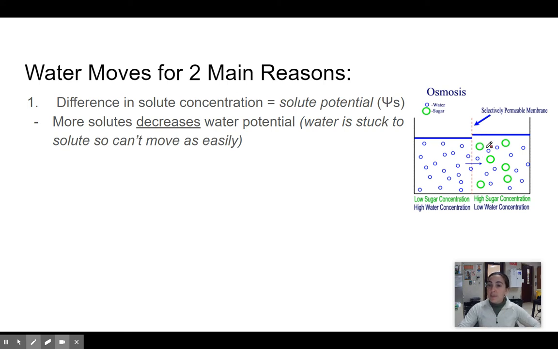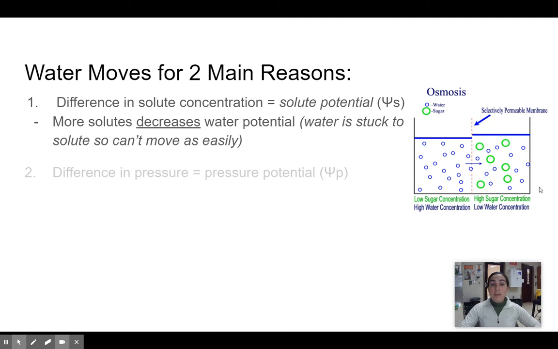So if you look at this diagram over here, the larger circles represent sugar molecules. And when you add more sugar into a solution, some of the water molecules, so my pen is red, but you have to imagine that these are water molecules, some of those water molecules actually stick to that solute. That's part of the process of dissolving. And because it's stuck to the solute, it can't cross that membrane as easily. So water will move from where there's more free water to where there's less. And we're going to come back to that idea in another slide or two here.